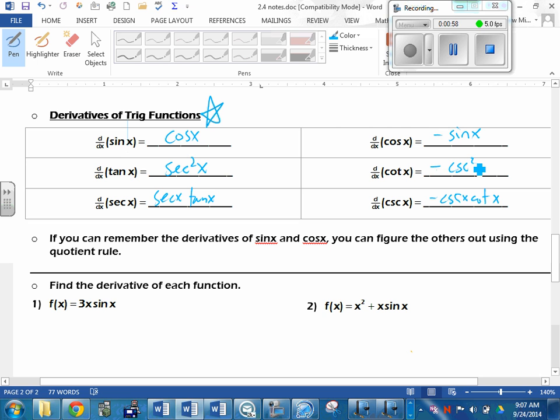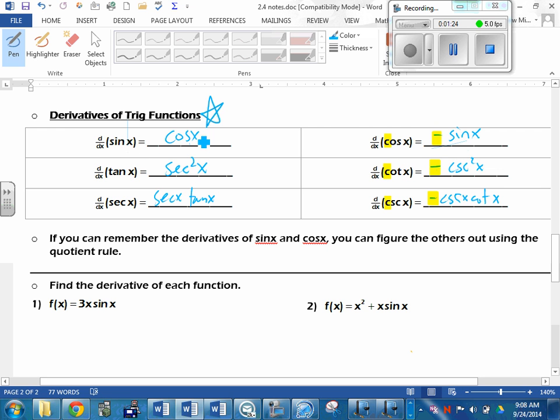So notice here some patterns here, cosine, sine, like those kind of flip-flop. But if you look, all the ones over here have negatives. And all the ones over here start with a C. So that's a good thing to kind of help you remember these. Whenever you take the derivative of something that starts with a C, it's going to be negative.